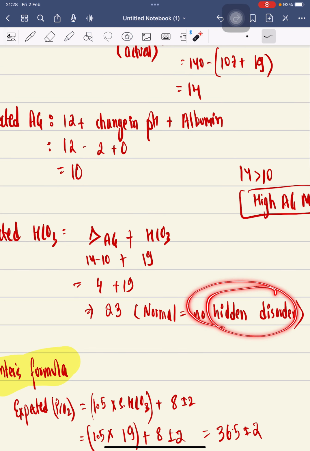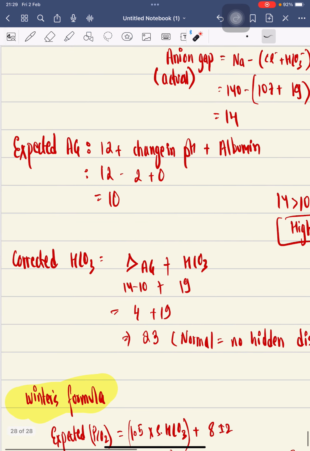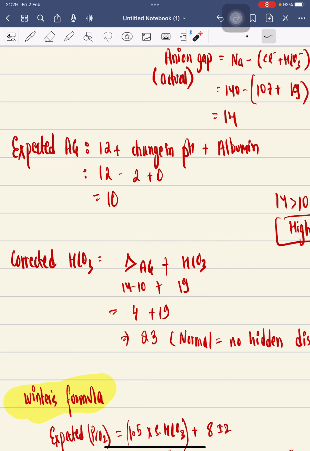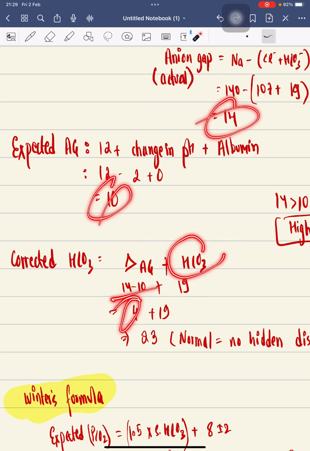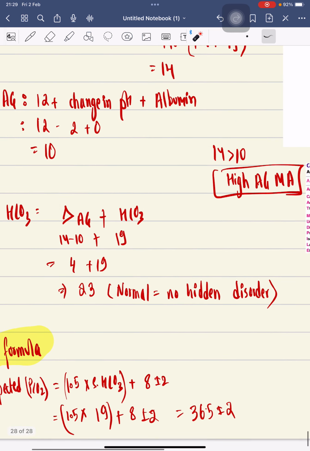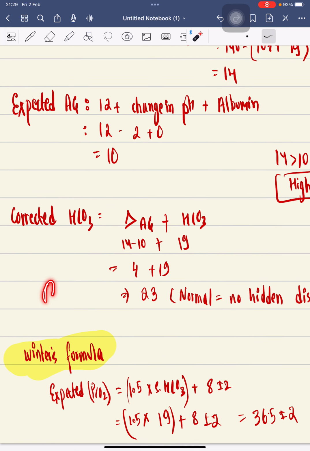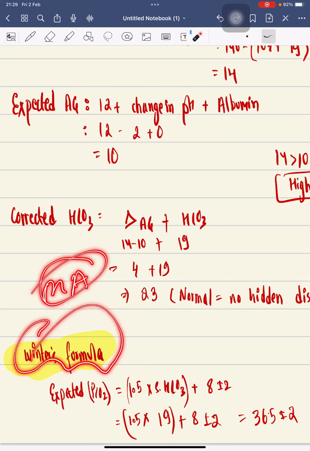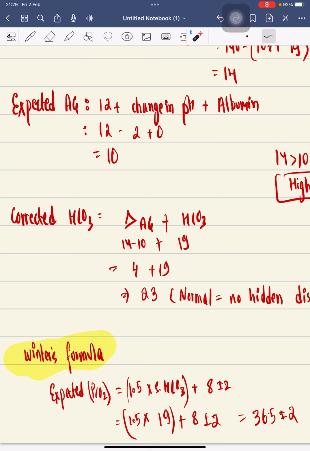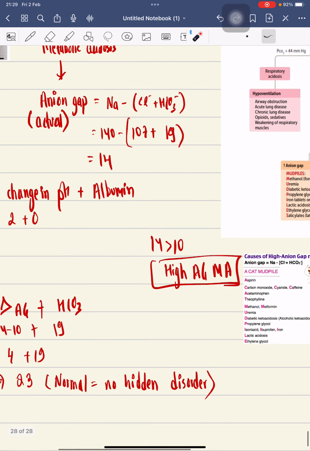So its formula is delta anion gap plus bicarbonate. The delta means 14 minus 10, it's 4, and bicarbonate is 19, so it's 23. The corrected bicarbonate is within normal limits, so there are no hidden disorders. In case of metabolic acidosis, we can use Winter's formula and see the expected PCO2, using 1.5 times serum bicarbonate plus 8, plus or minus 2. It becomes almost 35, so it's normal. So there are no compensations or mixed disorders.